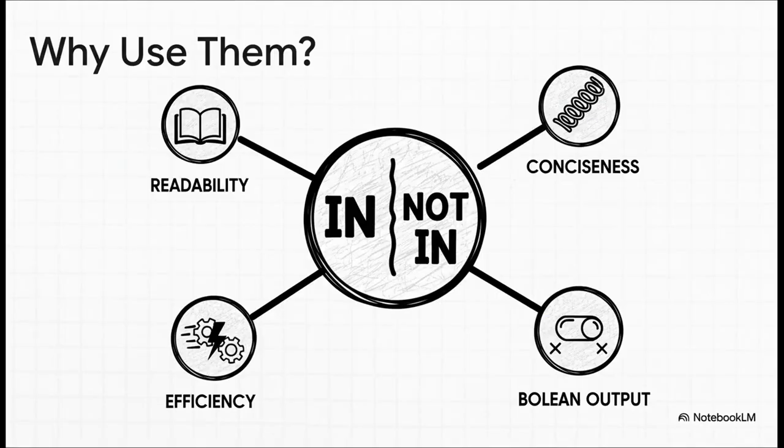So let's just sum this all up. Why do we love these operators so much? First, readability. The code basically explains itself. Second, conciseness. You're taking like 5 lines of code and squishing them into one beautiful line. Third, efficiency. This isn't just for looks. It's a super optimized operation built right into Python's core. And finally, you get that simple True or False output. And that is the key to everything.